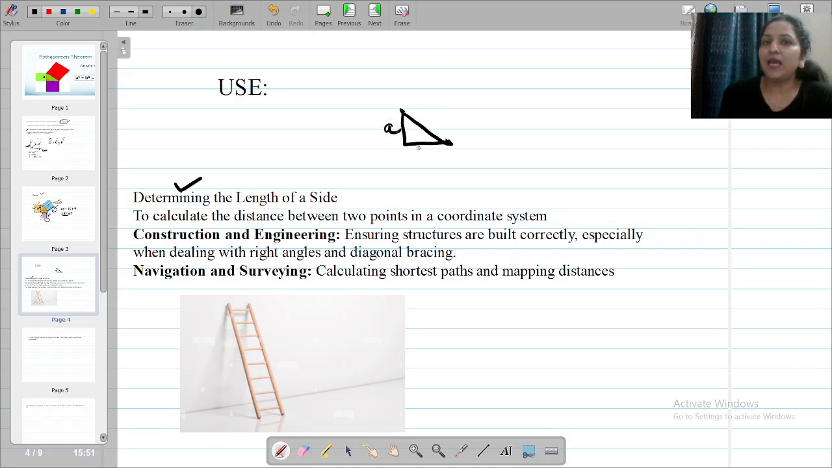For example, A and B is known, I can find C. If C and B is known, I can find A. If C and A is known, I can find B. So in a right angle triangle, if any two sides are given, you can easily find the length of the third side. To calculate the distance between 2 points in a coordinate system.